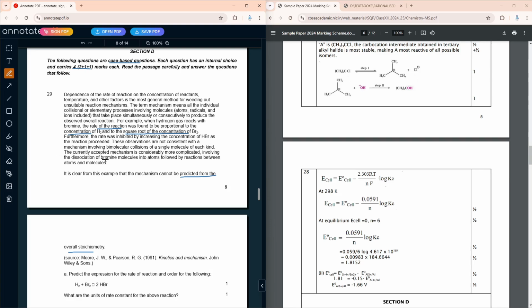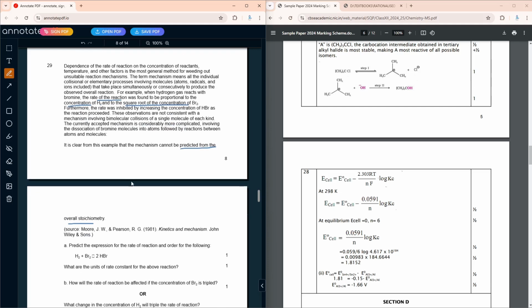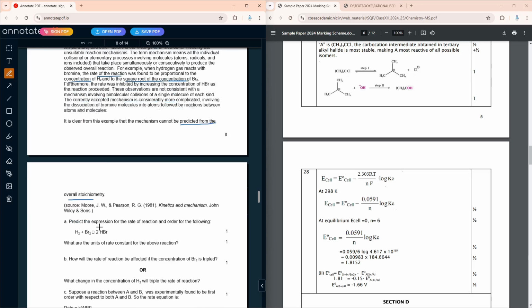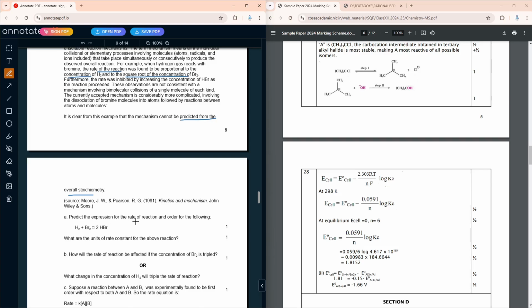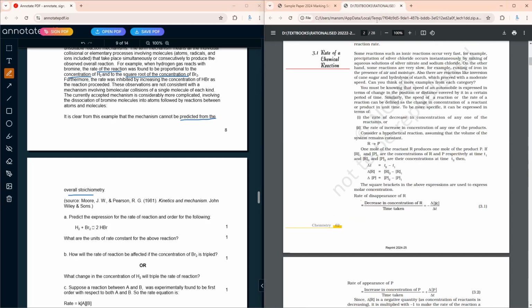Basically the currently accepted mechanism is more complicated, because if you think about it, the bromine molecule has to dissociate to form atoms, and then it undergoes a chemical reaction to form hydrogen bromide. So it's a little more complicated. That's what they're basically saying. From here, we obviously know that this is from the chapter Chemical Kinetics. So the first question over here is to predict the expression for the rate of the reaction and the order of the reaction. So we need to write the expression of the rate of the reaction.